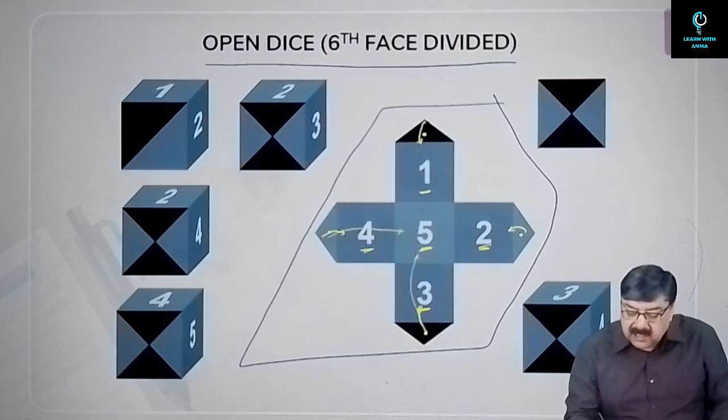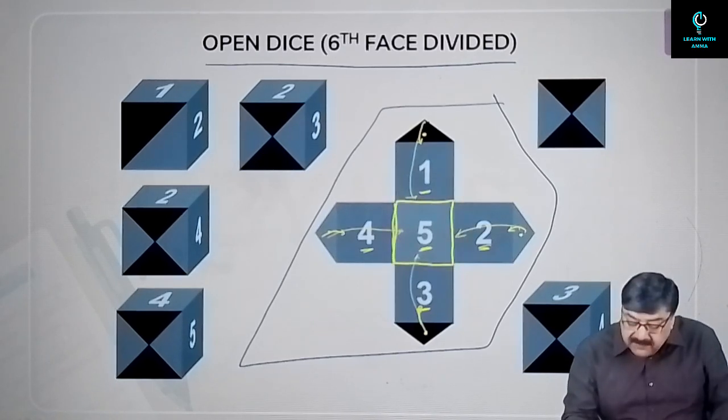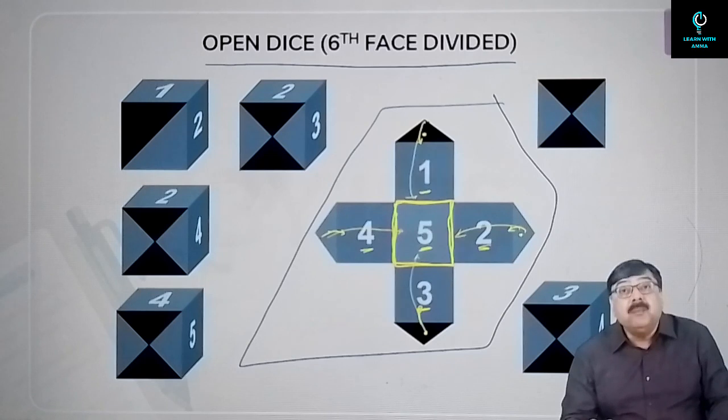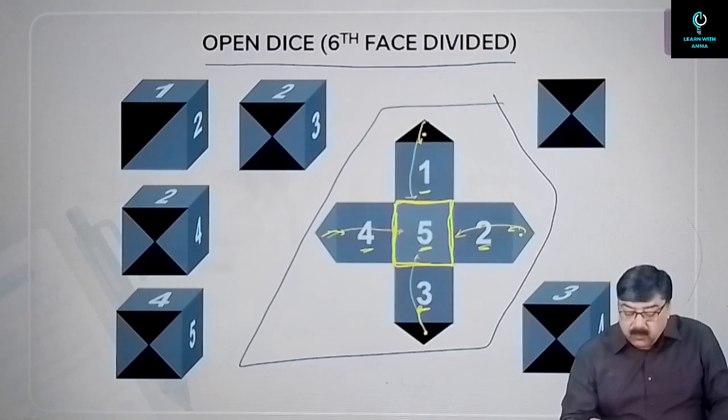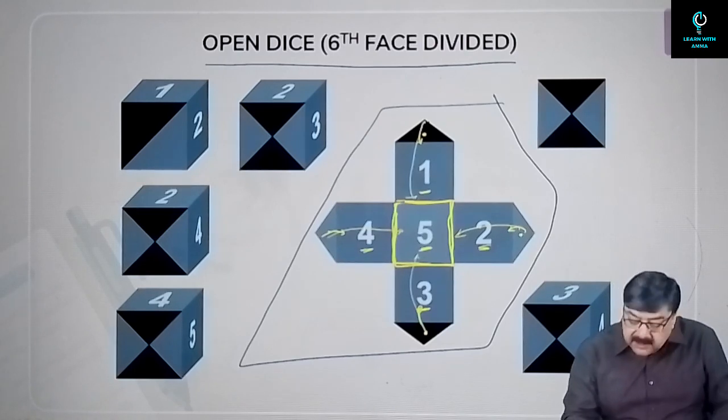Take this up to the middle square, and you will have the sixth face on top of the face which is numbered 5. That is, the sixth face will be opposite the face containing number 5. Now, what will be the diagram that will be formed? This will be the diagram.